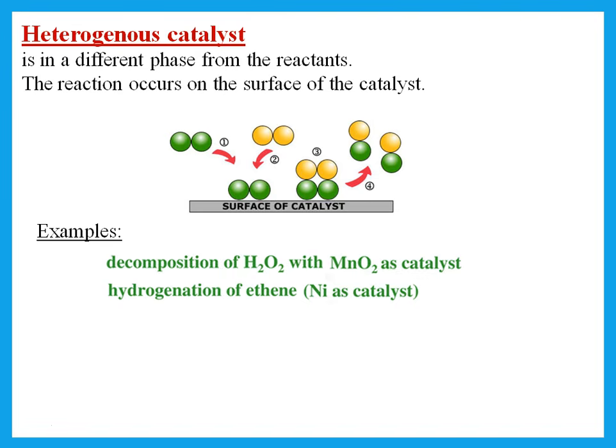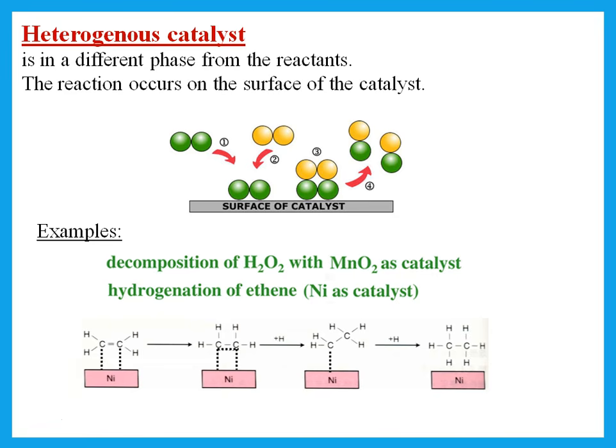So, for example, we said if I want to do decomposition of H2O2 to give oxygen and water, we can use manganese dioxide as a catalyst, and that's a solid. Or hydrogenation of alkenes. We said when we add hydrogen to alkenes, the catalyst is nickel, and that is a solid. So these are examples of heterogeneous catalysts.